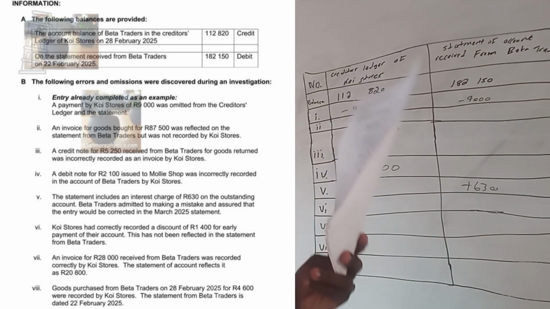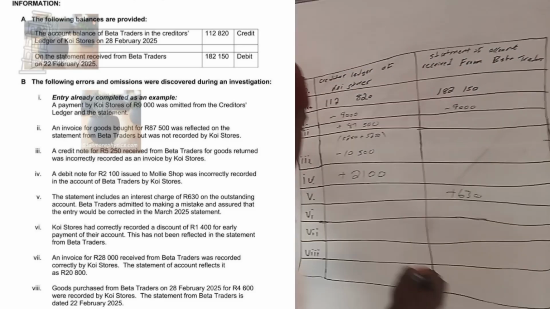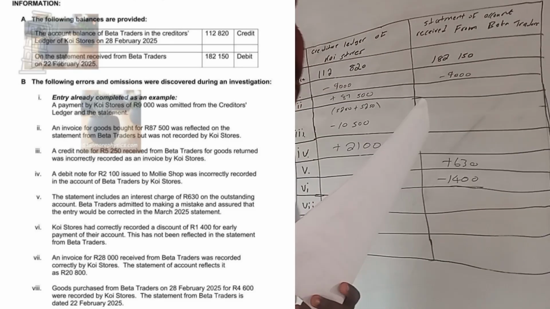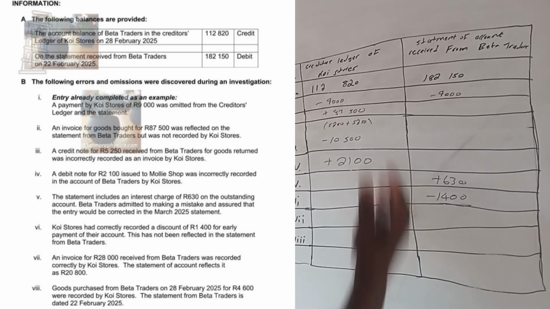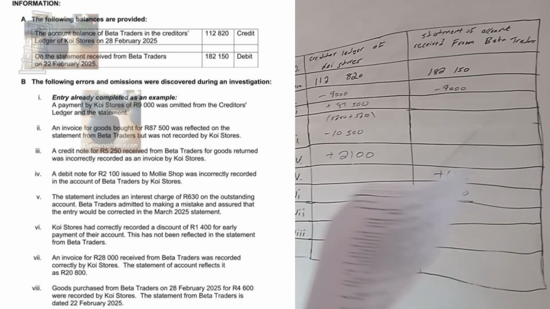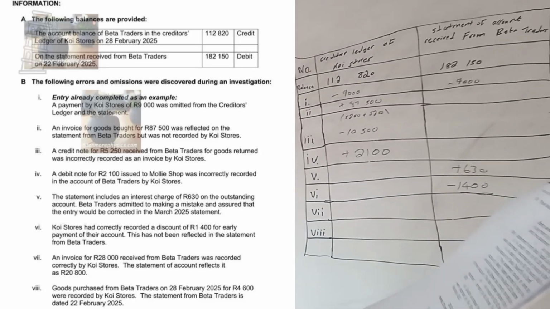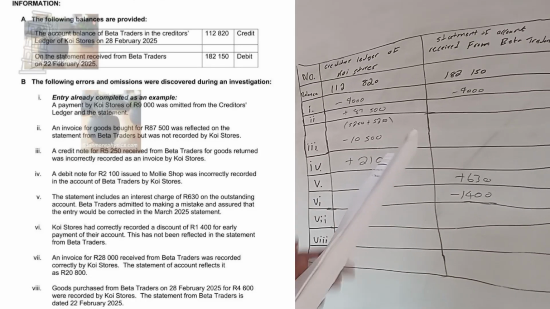So we minus our discount from our balance. So we minus 1,400 because it's a discount and we paid early. So we must minus it. We can't add a discount. We only add expenses this side. Incomes we minus.